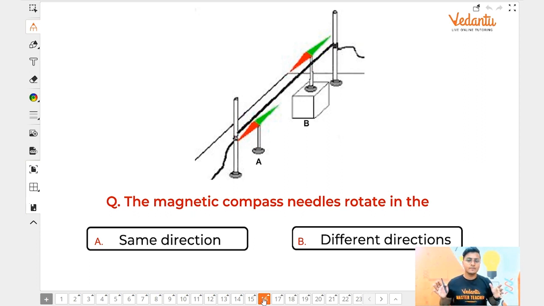Your time is up. Now listen very carefully. We have already stated that the current is moving in this direction. Correct?